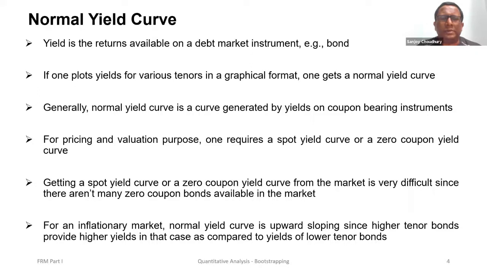As you all know, yield is the return available on a debt market instrument, for example, a bond. Generally, the normal yield curve is the curve generated by the yields on coupon-bearing instruments, because most of the bonds available in the market are coupon-bearing instruments. That means they provide regular coupons to the investor or the holder of the bond. For pricing and valuation purposes, one requires a spot yield curve or a zero coupon yield curve.